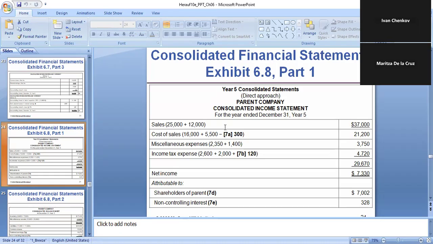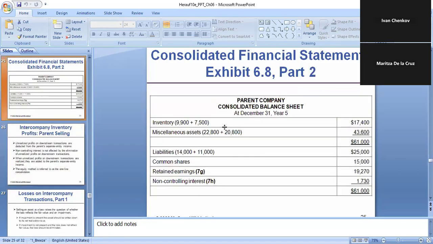And 90% of that net income is going to belong to the parent. The other 10% is going to belong to the non-controlling interest in this case. So once we have that, then we're going to start working with the balance sheet and consolidation of the balance sheet.